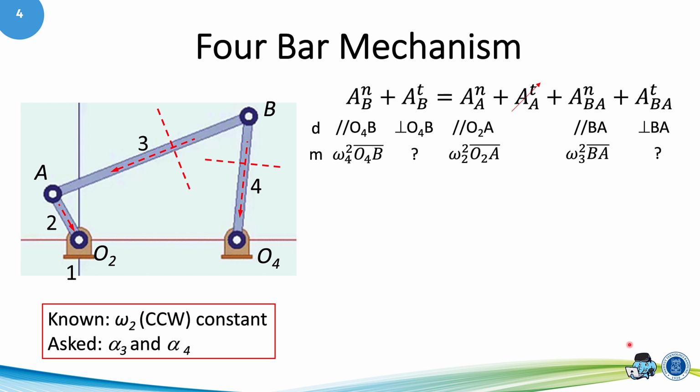Next, we want to draw the polygon. Usually we draw the vectors that we already know the magnitude and direction of. So here, I will draw the vector AA normal because I know the direction and also the magnitude. Next, I want to draw the direction and magnitude of ABA normal, like this. And then continue with the direction of ABA tangential. Here I will use a dashed line because I do not know the magnitude of ABA tangential.